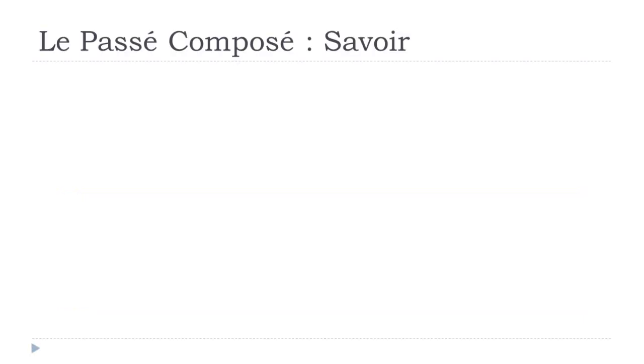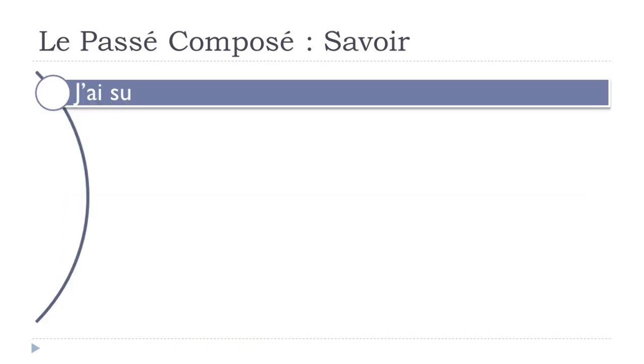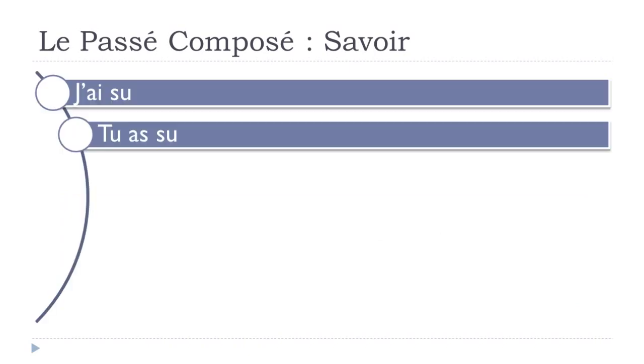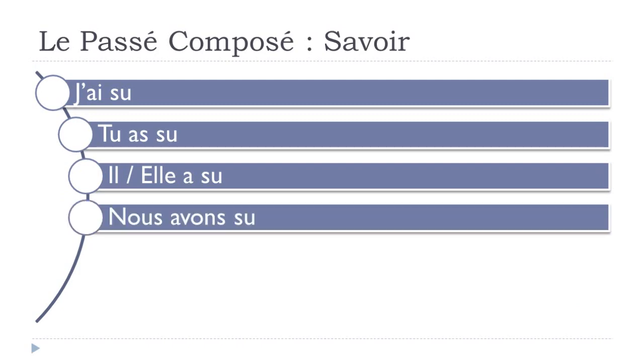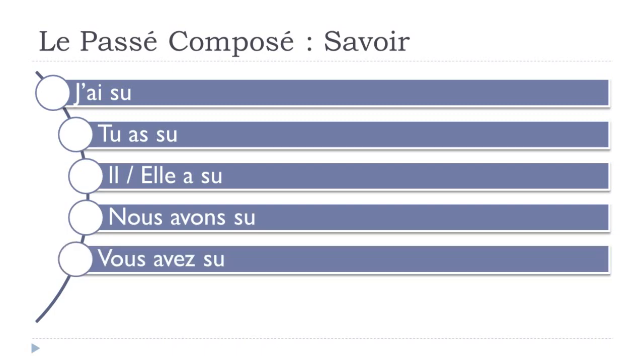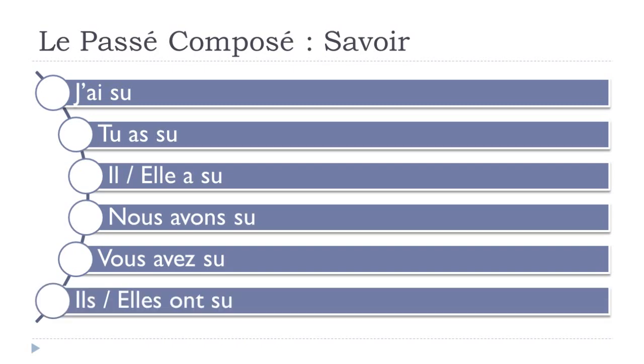Le passé composé, savoir, goes like, j'ai su. Tu as su. Il a su, elle a su. Nous avons su. Vous avez su. Ils ont su, elles ont su.